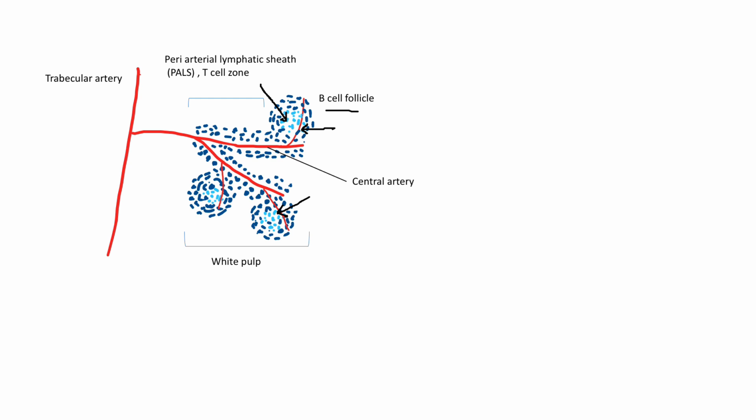So this part of the spleen containing B and T cell zones around the central artery and its branches is called white pulp. And under the microscope, this area appears to have purple cells on a white background. And the purple cells are due to the color of the nuclei of lymphocytes.